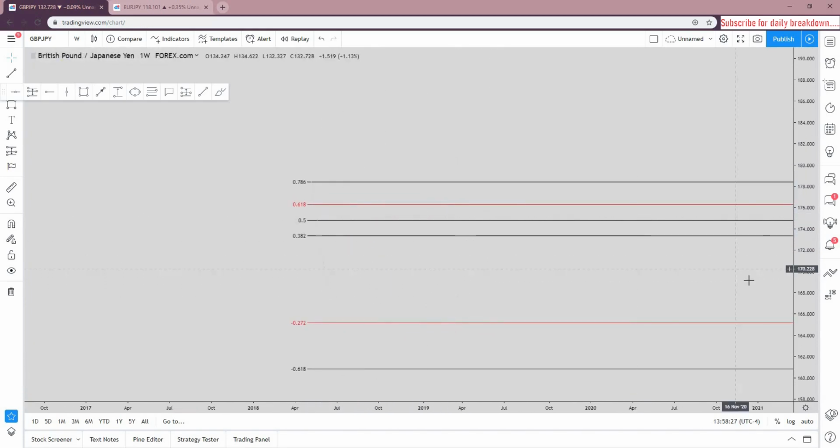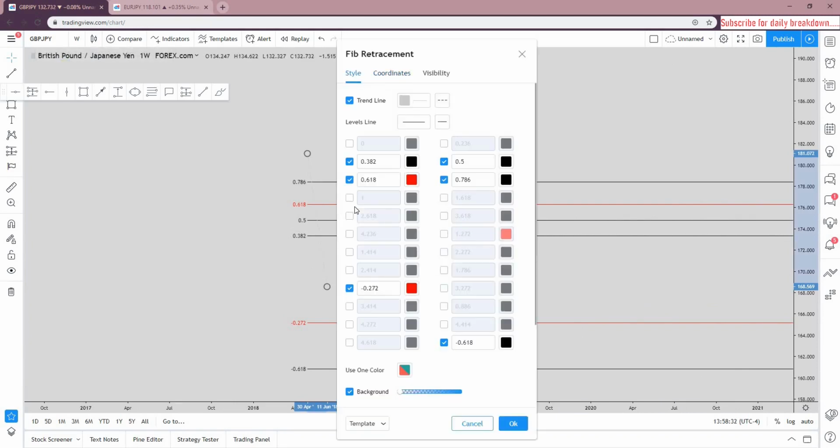You take your Fibonacci as it is, the standard in TradingView, you double click on it and you go on style. Now on style, these are the only Fibonacci levels that you need: the 0.382, the 0.5, the 0.618, the 0.786, the minus 0.272, and the minus 0.618. These are the only Fibonacci levels that you need. The reason for which the 0.618 and the minus 0.272 are red, I will explain just now.